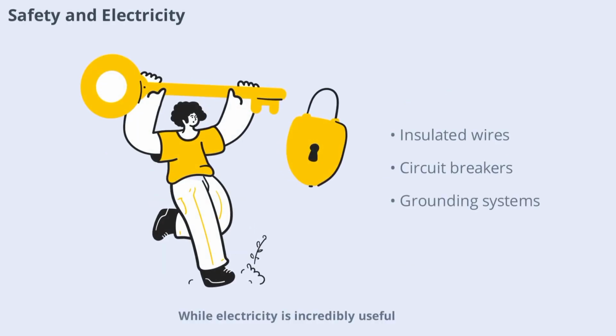Electricity is incredibly useful. It can also be dangerous if not handled properly. That's why electrical systems are designed with safety in mind. Insulated wires, circuit breakers, and grounding systems all help protect us from shocks and fires. Understanding the basics of electrical safety is essential for everyone, whether you're plugging in a lamp or working on a major project.